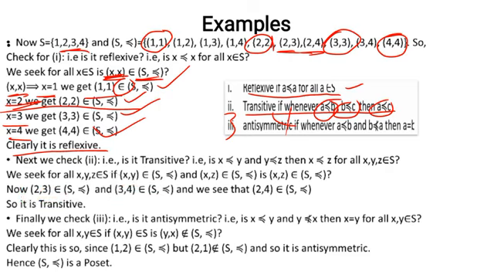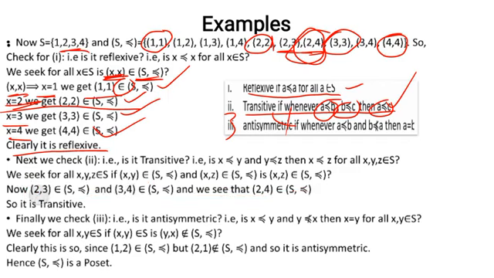So we want to see if there will be (2,4). Is there (2,4)? Let's check. Yes, this is (2,4) right here. So since there's (2,4), it means that it satisfies transitivity. The transitivity is nicely sorted.